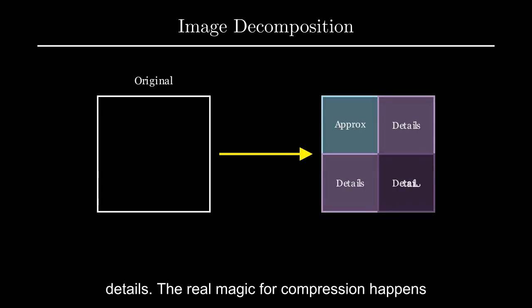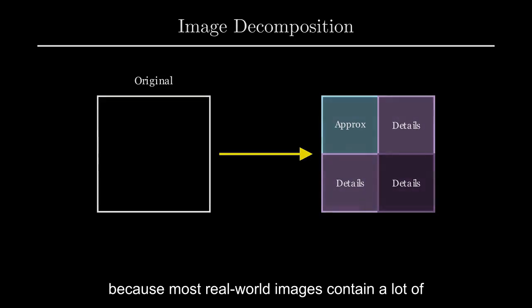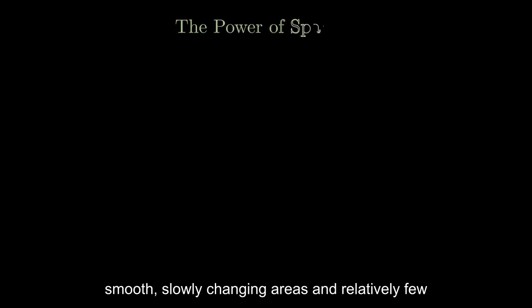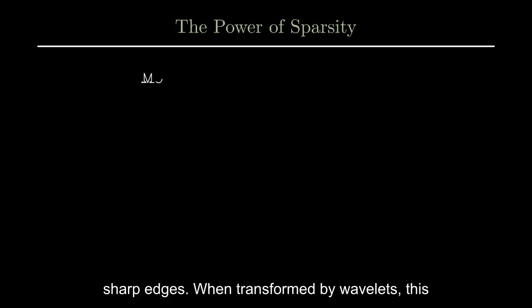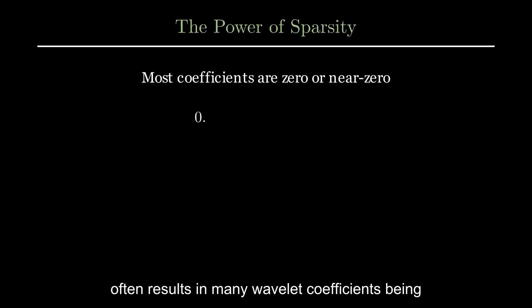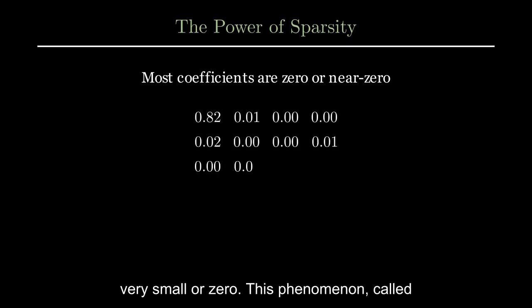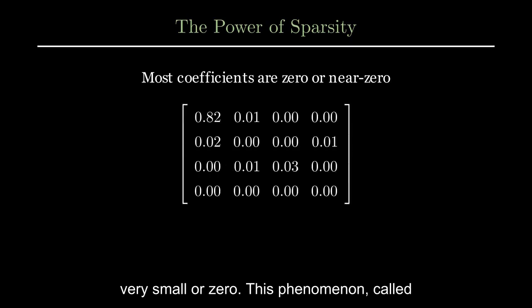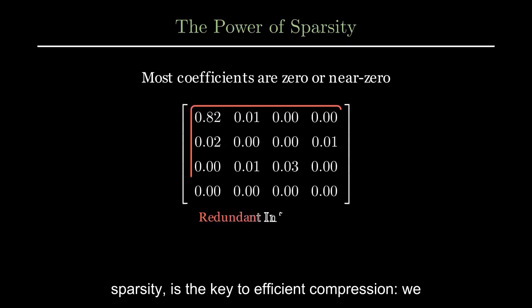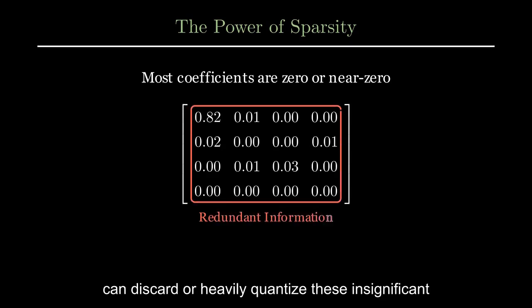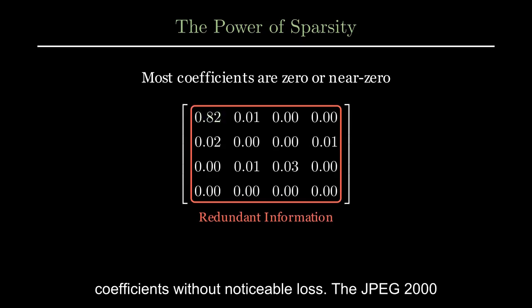The real magic for compression happens because most real-world images contain a lot of smooth, slowly changing areas and relatively few sharp edges. When transformed by wavelets, this often results in many wavelet coefficients being very small or zero. This phenomenon, called sparsity, is the key to efficient compression. We can discard or heavily quantize these insignificant coefficients without noticeable loss.